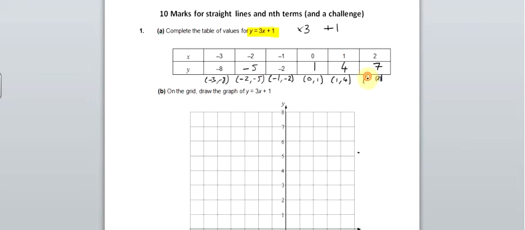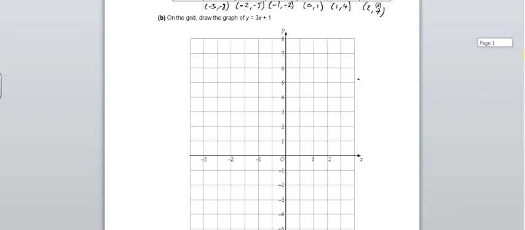And then we've got 2, 7. So all we're going to do is plot them. So now you can see here, the first thing I'm doing is I'm looking at my scales. So this scale is nice and obvious, 1, 2, 3, 4, 5 and so on.